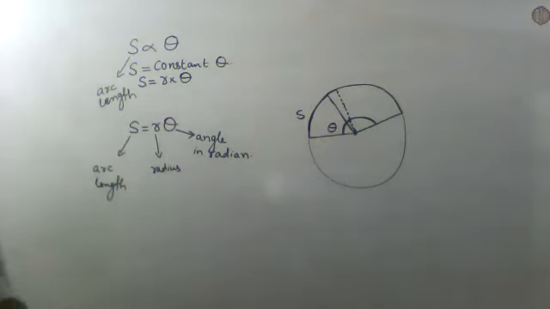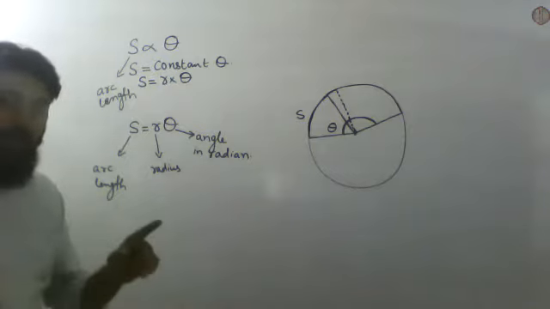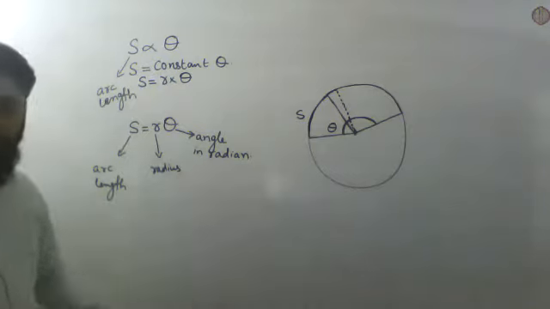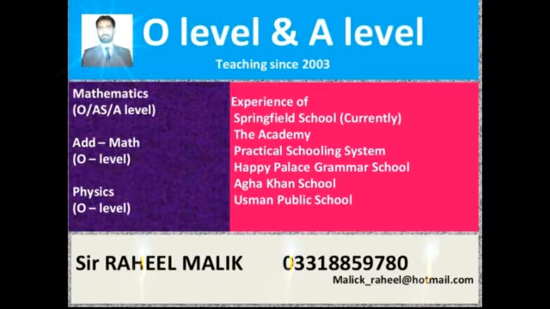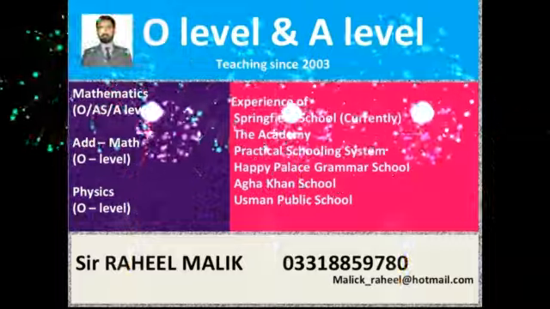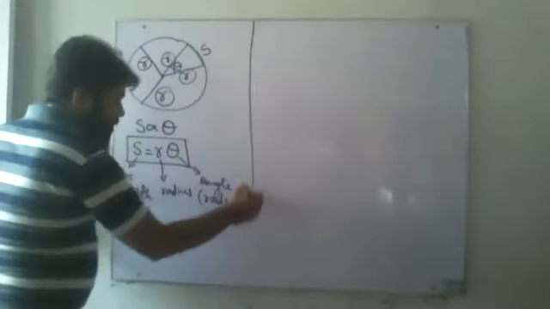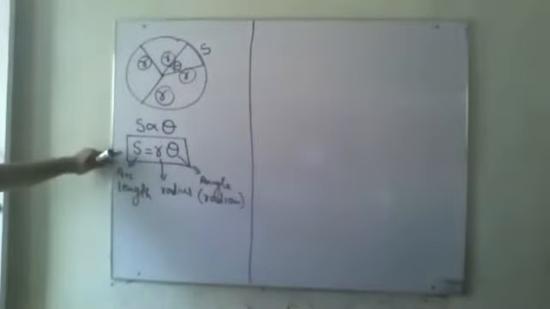Radian means there are two types of systems for measuring angle. The first one is degree, the second one is radian. Now, this is one formula, the arc length formula. I have written it over here.